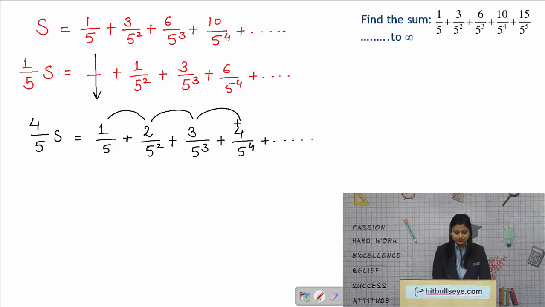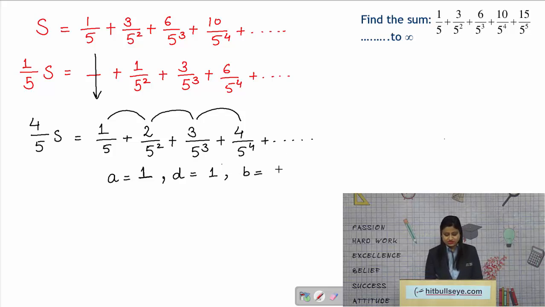To apply the formula, we will write the first term of AP, which is 1. What is the common difference? That is 1 again. What is B? B means first term of the GP. It is 1 by 5. And what is the common ratio? That is 1 by 5 again.